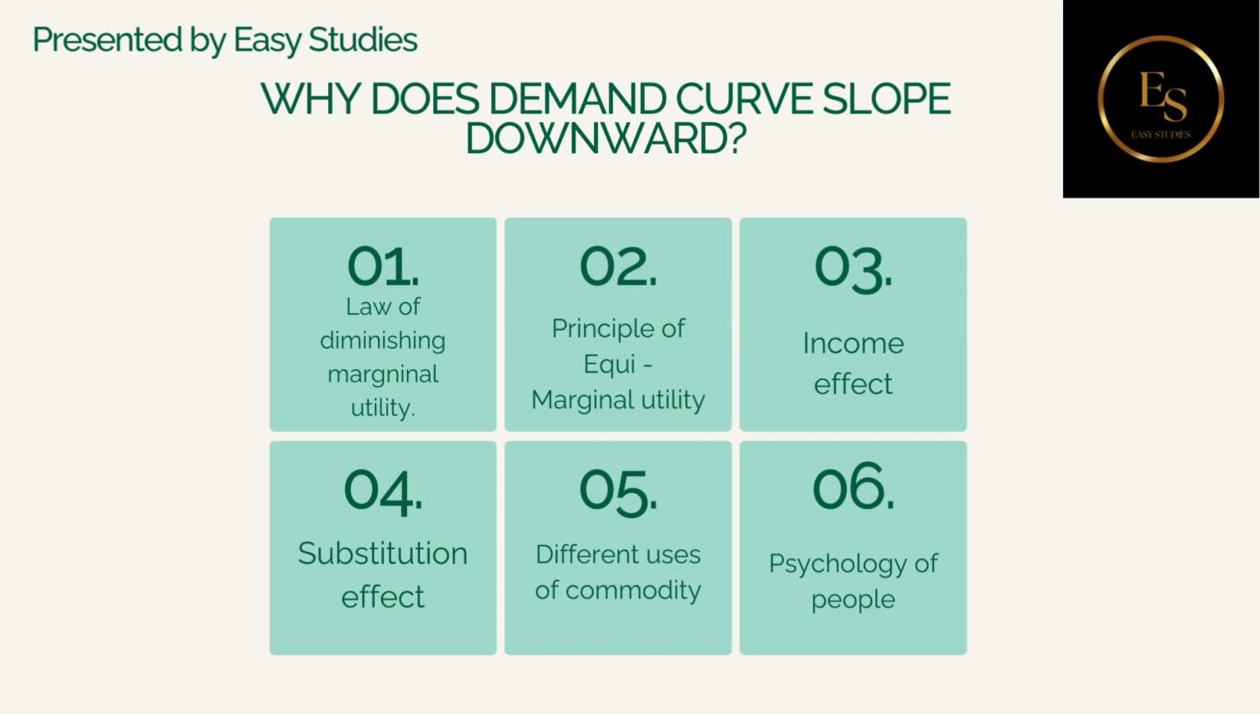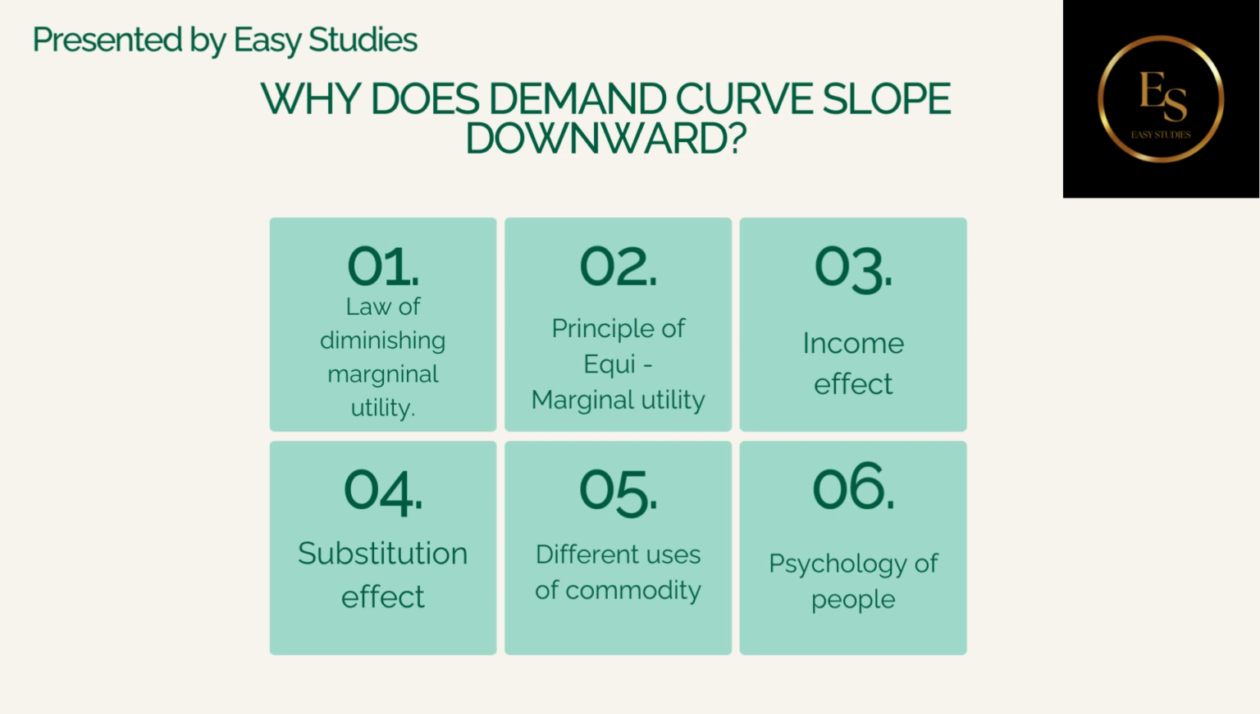3. Income effect. When the price of a product falls, the real income of the consumer will increase. 4. Substitution effect. When the price of tea falls, it becomes cheaper. Therefore, the consumer will substitute it for coffee. So it increases the demand for tea.